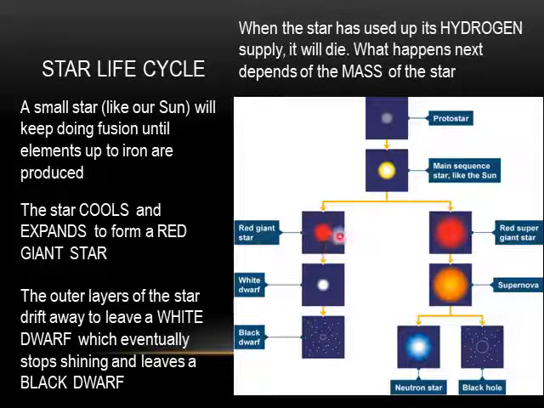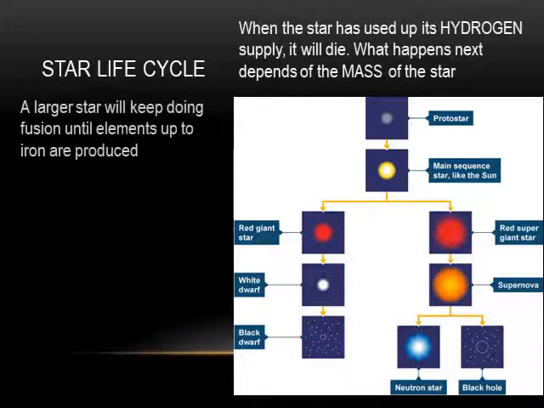star. Once fusion stops in the center of that star, those outer layers of the star just drift away to leave behind the old core of the star called a white dwarf star. And when that star stops shining and runs out of energy, what's left behind is a black dwarf. So a small star becomes a red giant, then a white dwarf, and then eventually ends up as a black dwarf.